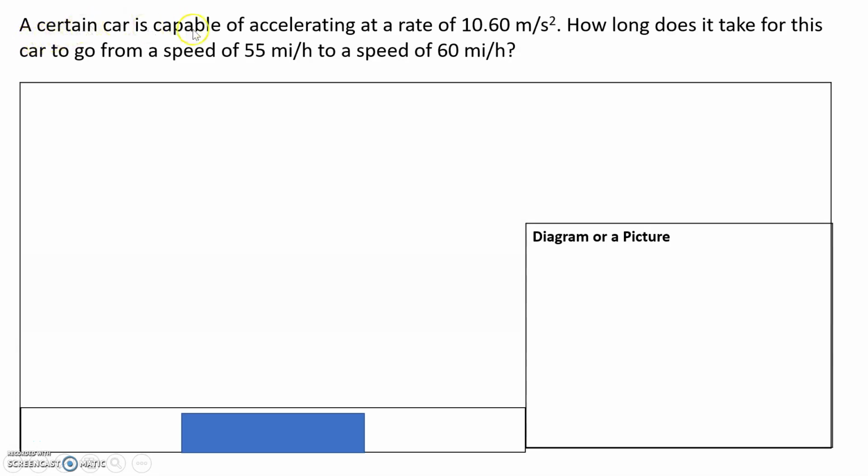A certain car is capable of accelerating at a rate of 10.6 meters per second squared. How long does it take for this car to go from a speed of 55 miles per hour to a speed of 60 miles per hour?